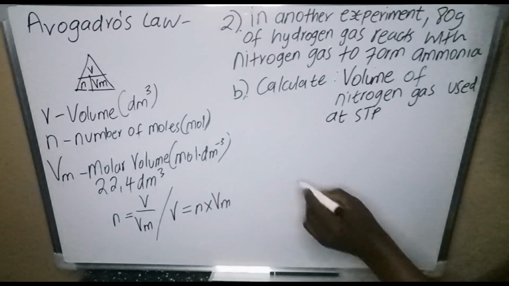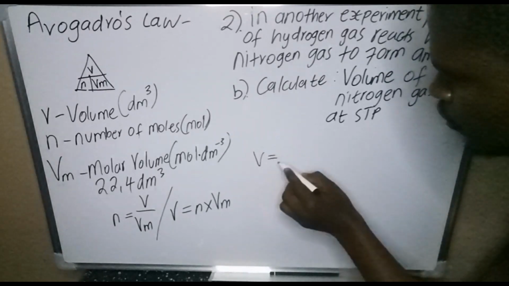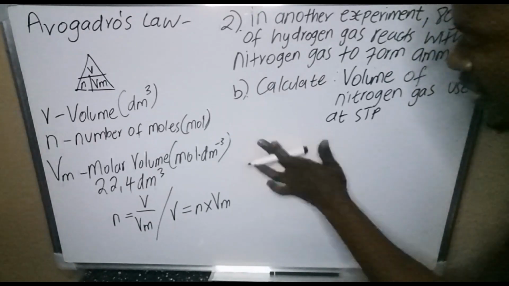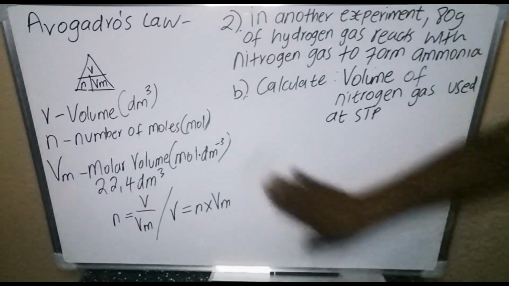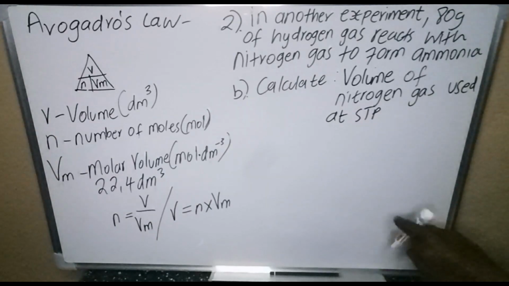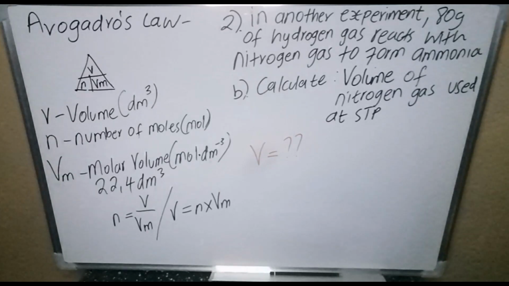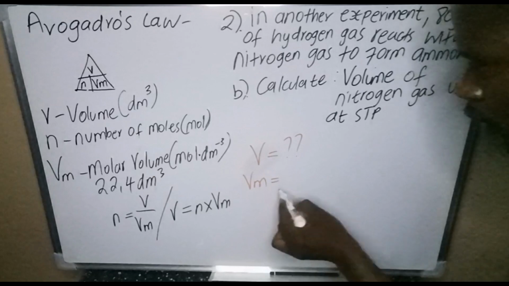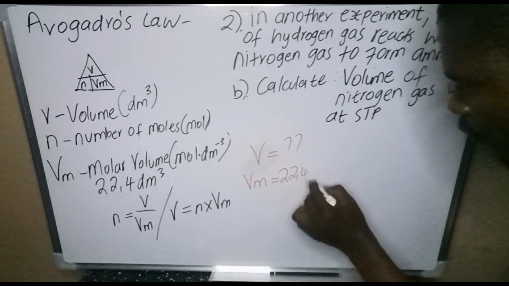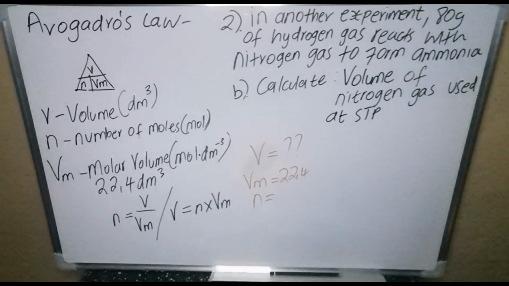Let's just substitute. Volume is equal to, but before that let us collect data. First things first, we need to collect data. The data: volume, we need to find the volume. Second, the data VM, molar volume, our STP, is equal to 22.4. The last thing is the number of moles. Do you have the number of moles? No. That's where the problem starts.